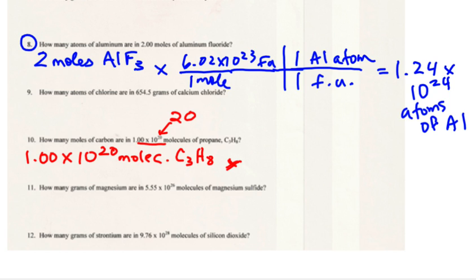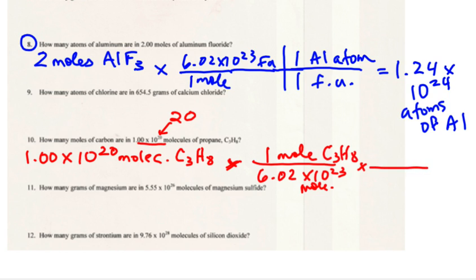times, all right, I want to get to mole town. I'm in particle city. So for every, I want to get to moles, I'm in particle city. 6.02 times 10 to the 23rd molecules. Okay, I'm in moles. This is moles of C3H8.